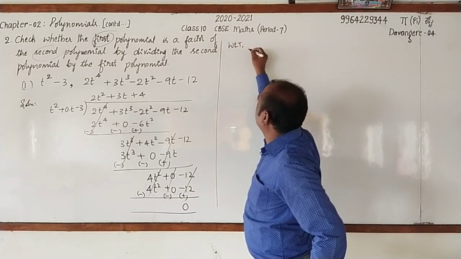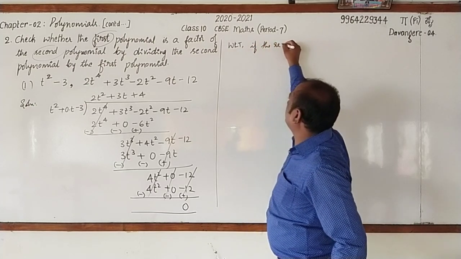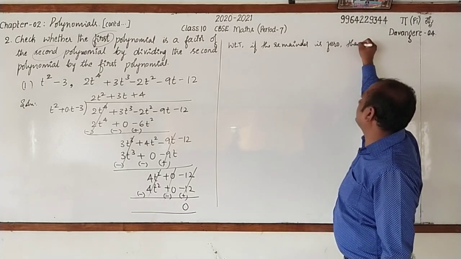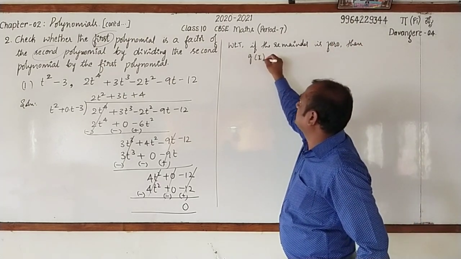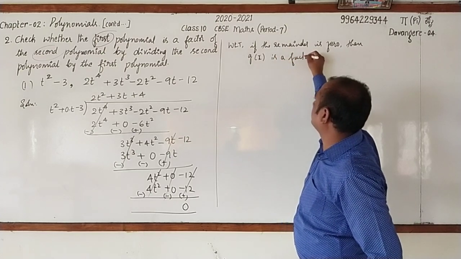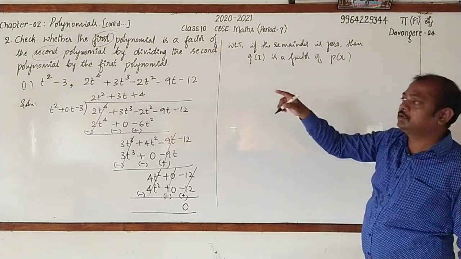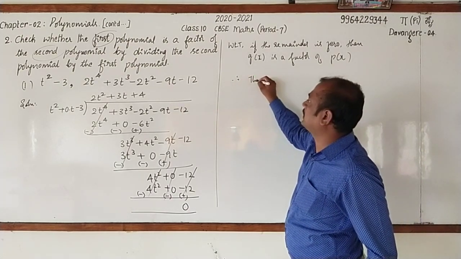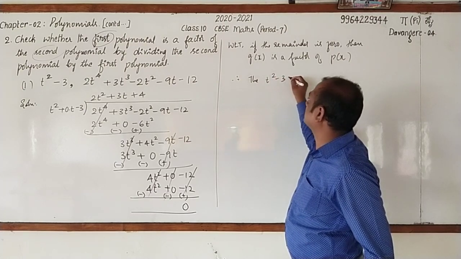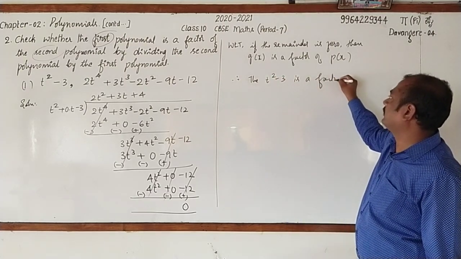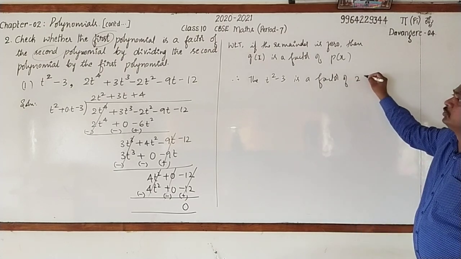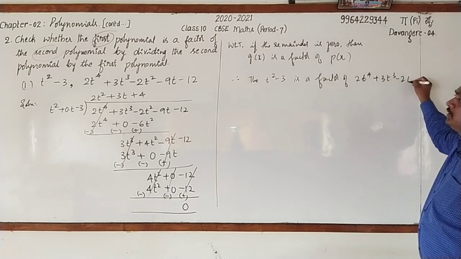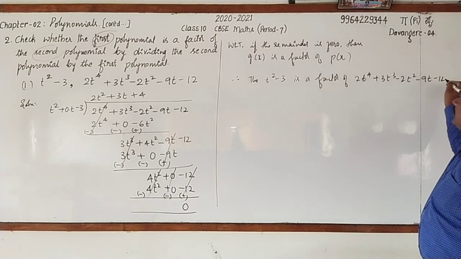We know that if the remainder is 0, then g of x is a factor of p of x. Therefore, conclusion, what can be written? First polynomial. Therefore, the first polynomial, that is t square minus 3, is a factor of second polynomial, 2t raised to the power 4 plus 3t cube minus 2t square minus 9t minus 12.